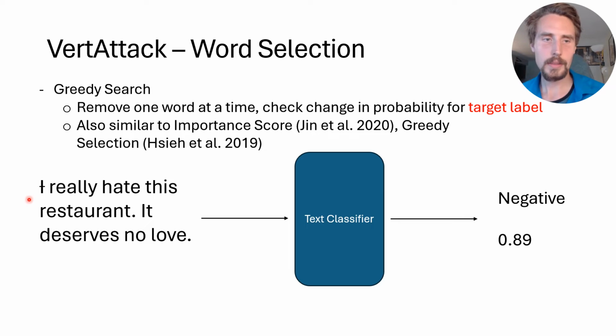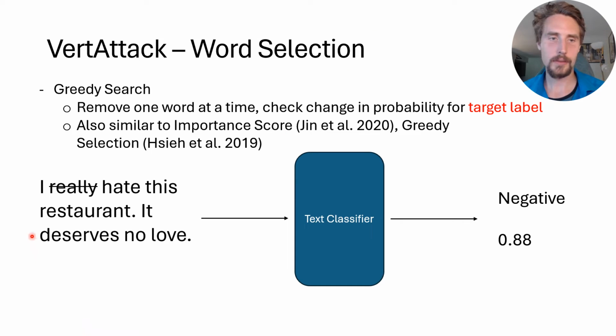And what happens then is we simply remove one word here. I just have it crossed out, but it'll be removed from that text. Then that remaining text is sent into the text classifier, and the new probability is checked. And we compare this against the original probability of the entire text. And we'll do this for every single word.